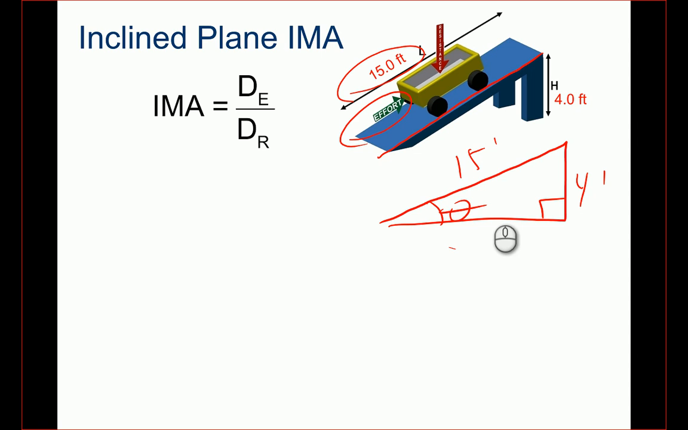Alright, so it always travels the hypotenuse. That's going to be important as we move forward into things. So, distance traveled by the effort is L.